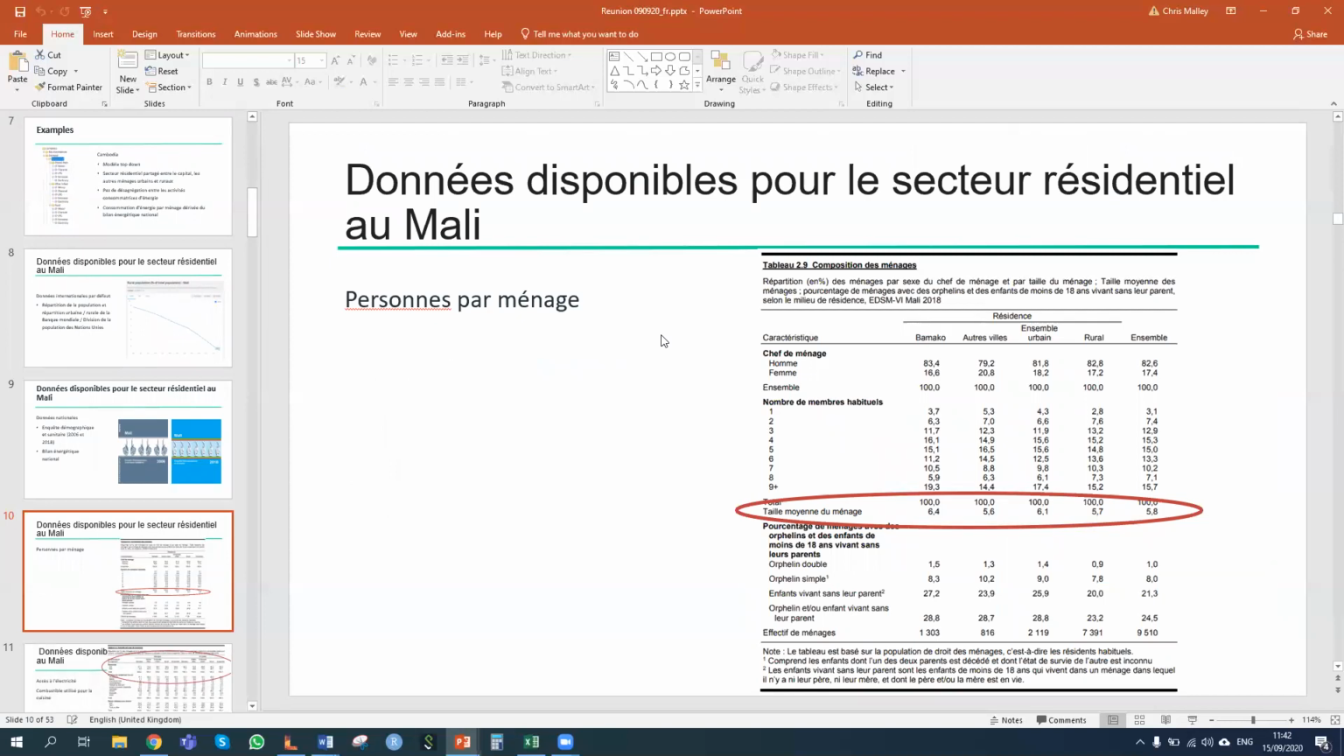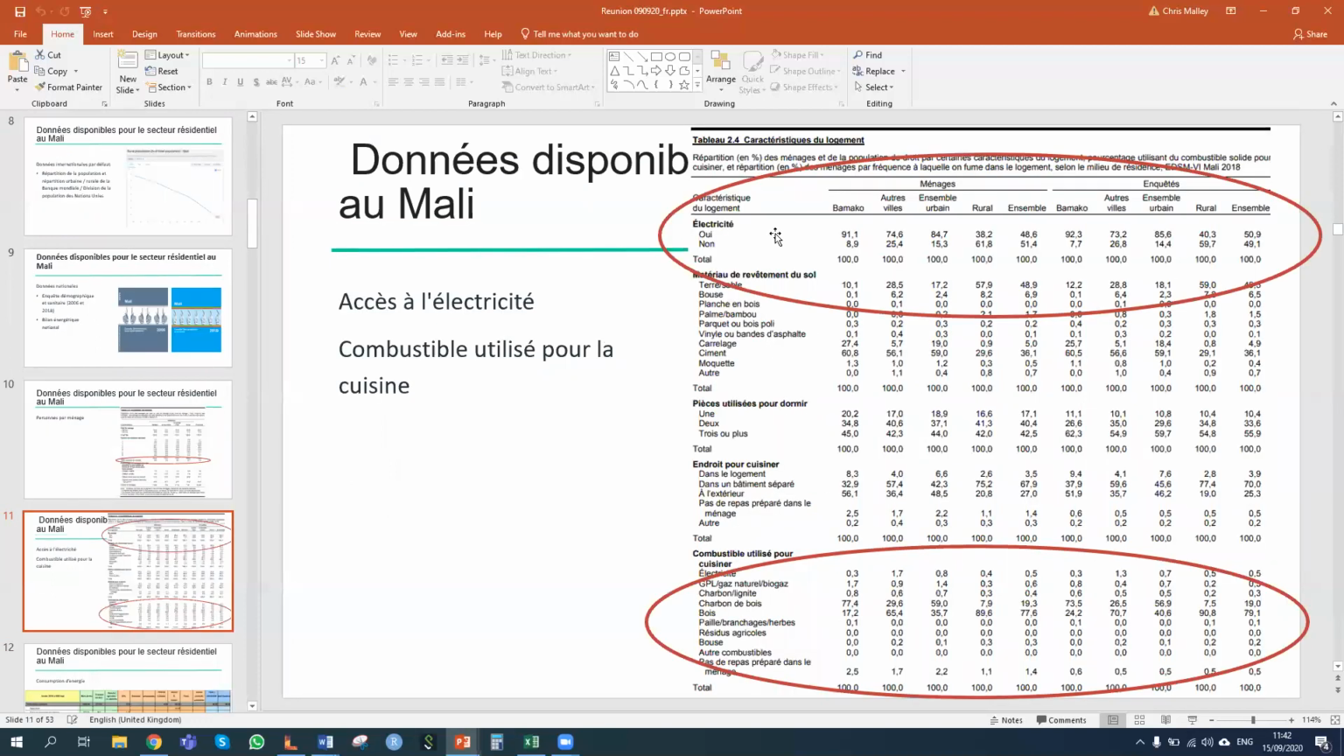In the demographic and health surveys, the information that they provide is the average number of people per household in Bamako, other urban areas, rural areas, and for the whole country. That's what's shown here. They also tell us the percentage of households that have access to electricity in those geographic areas. And they tell us the percentage of households who cook using different types of fuels and technologies.